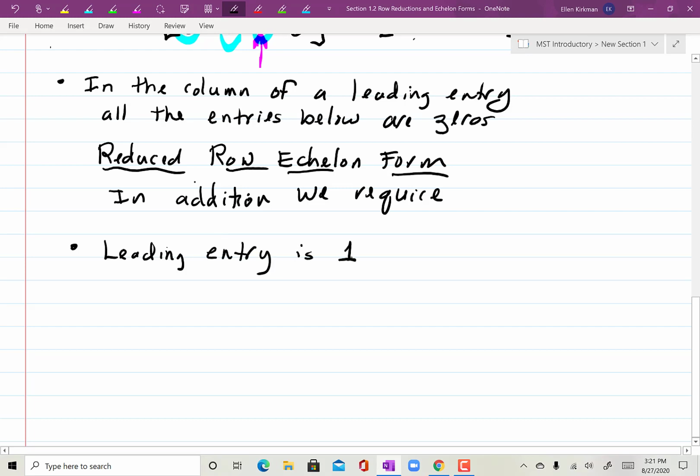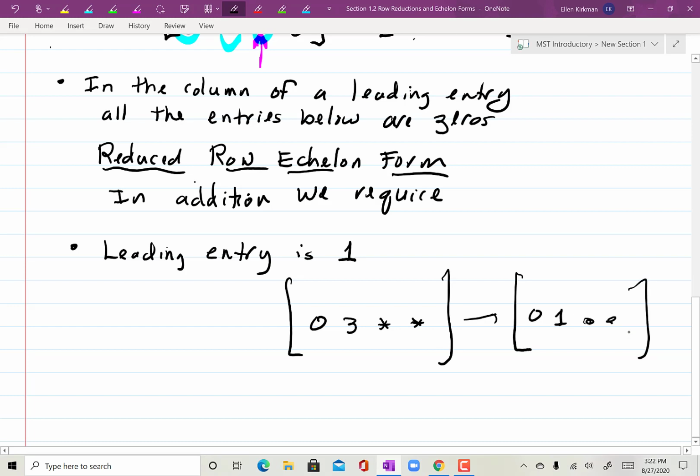And of course, that's also easy to achieve if we have some kind of situation where we had, like, a 3 here. We'll just do our scaling so that we have a 1 here. These will now be different leading entries. Okay, but to be in reduced row echelon form, you have to have a 1 there. And the second thing is, we said you had to have zeros below, so if this is a leading entry, there's got to be zeros below. But now I'm going to say also above.